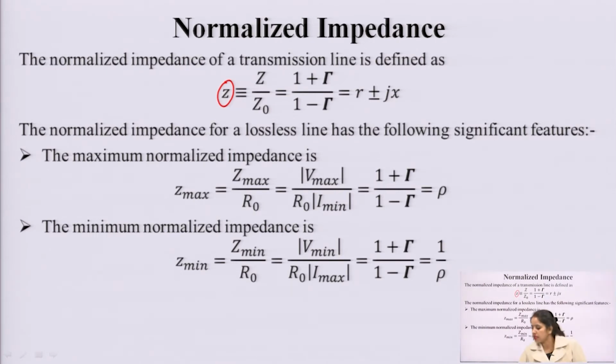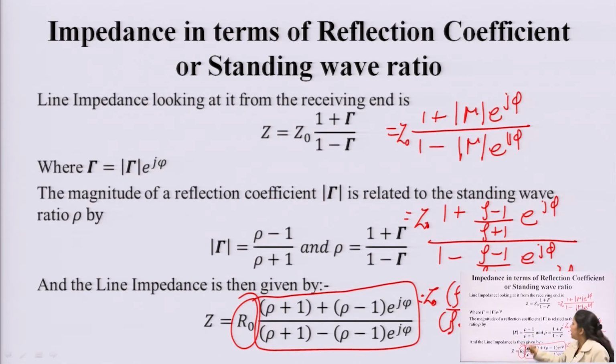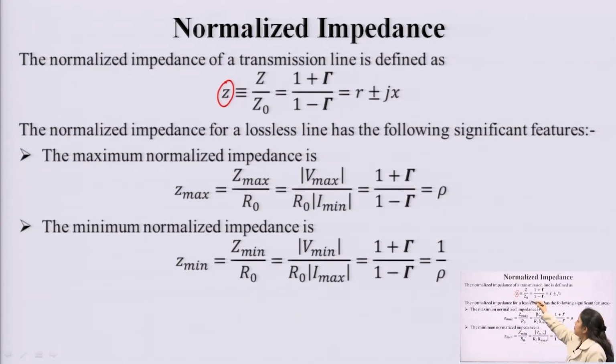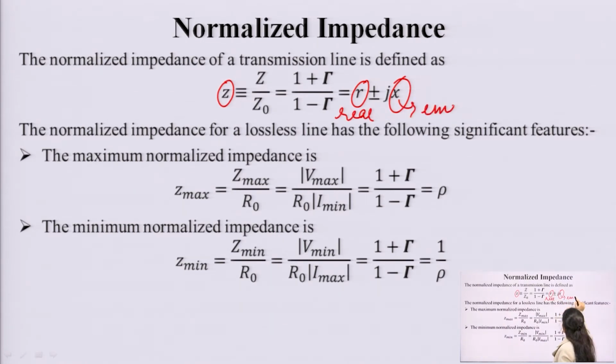And in the last expression we have already seen that capital Z is equal to Z naught into 1 plus tau upon 1 minus tau. So, capital Z upon Z naught will be equal to 1 plus tau upon 1 minus tau, and this is equal to R plus minus jx, where R is the real part and x is the imaginary part, covering the pure resistive case and the inductive and capacitive cases.